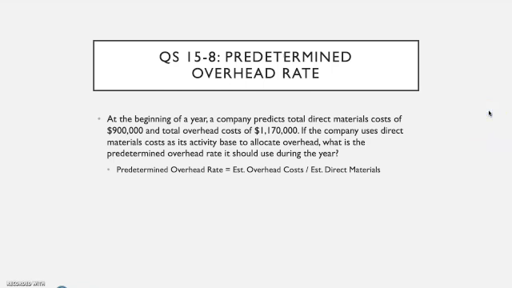For this, we're going to use a formula, and that formula is estimated overhead costs divided by estimated direct materials. That is going to give us our predetermined overhead rate. The problem gives us those numbers, so we're going to divide the 1.17 million by 900,000, and that is going to give us a predetermined overhead rate of 130%. It's a pretty easy calculation. The biggest thing is just remembering the formula.